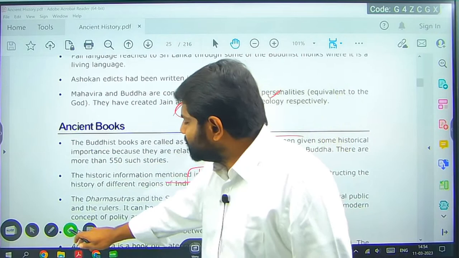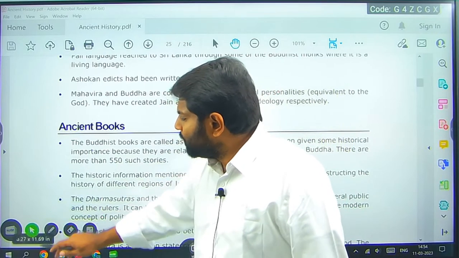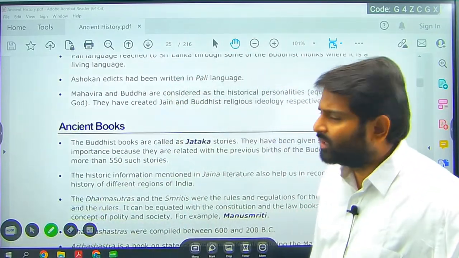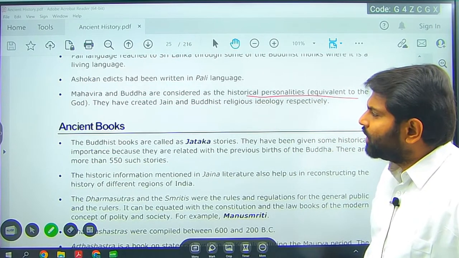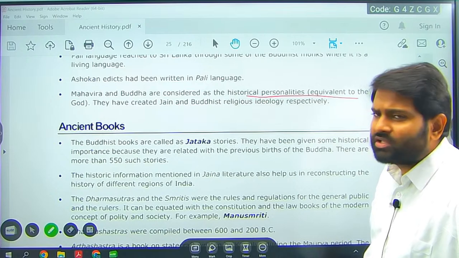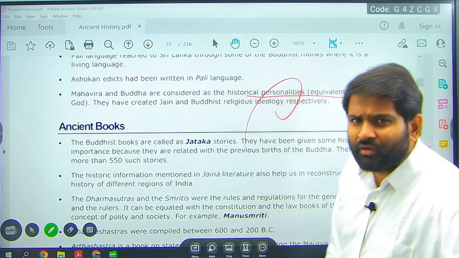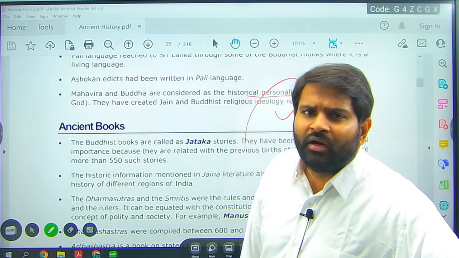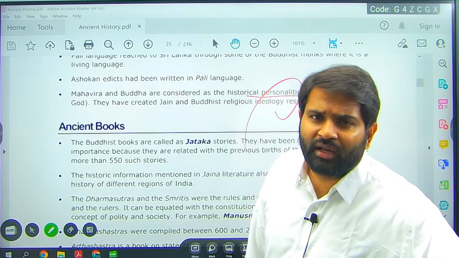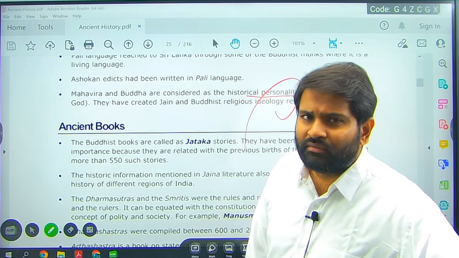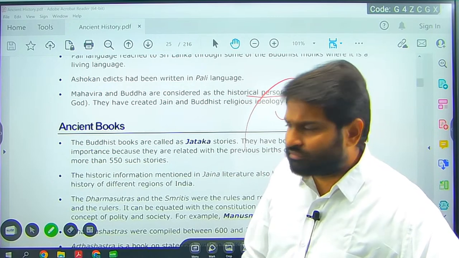Mahavira and Buddha, these are the two important people who brought religious revolution in 6th century BC. These are considered historical personalities equivalent to god. They created Jain and Buddhist religions or ideologies respectively. So why not accept what Mr. Voltaire said? Why not accept what Mr. Categorical Imperative Immanuel Kant said? India is the cradle of civilizations.